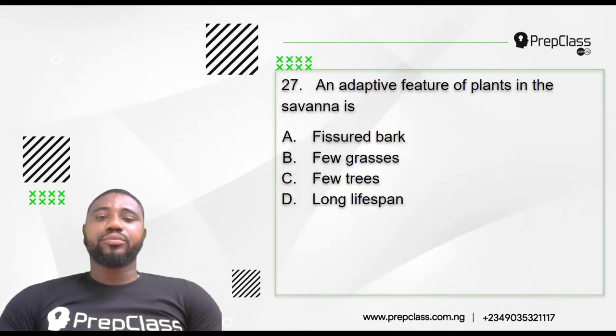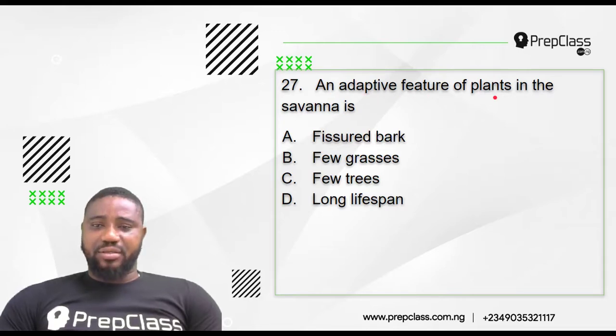Question 27. An adaptive feature of plants in the savannah, that's plants that live in the savannah. Is it fissured bark? Is it few grasses? Is it few trees? Is it long lifespan? Which of these is a feature of plants in the savannah?